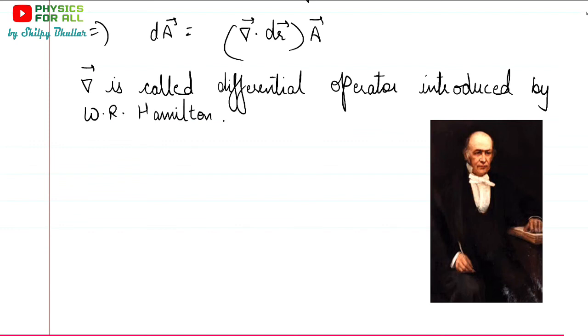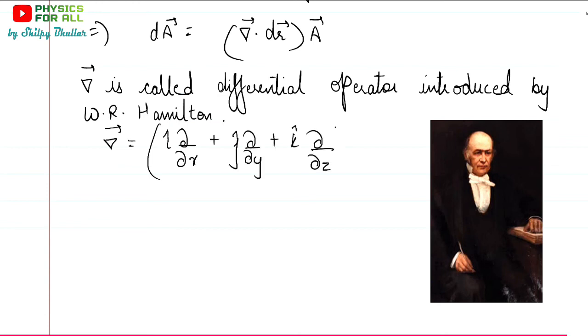This delta is called the differential operator, or we also call it the del operator, and this was introduced by W.R. Hamilton, a great mathematician. And in Cartesian coordinates we can write del as i cap curly by curly x plus j cap curly by curly y plus k cap curly by curly z. Now this is an operator. It doesn't have any meaning as it is, because this is incomplete information.